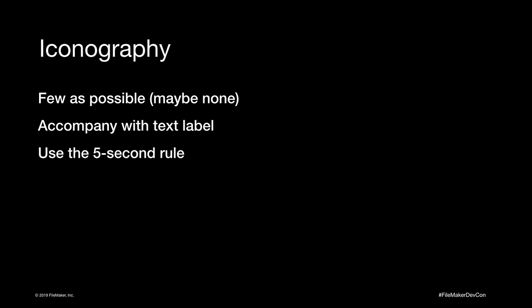And if I'm going to choose an icon, I use Nielsen Norman's 5-second rule. If I can't think of an icon for a function in 5 seconds, no icon. I'll just use text. Make sense? Because that means probably nobody else will be able to figure it out.